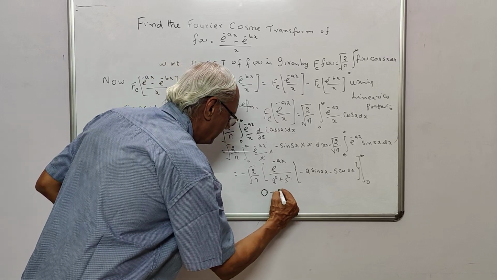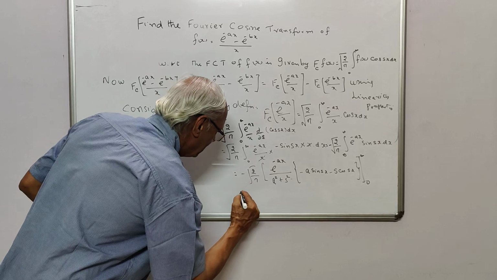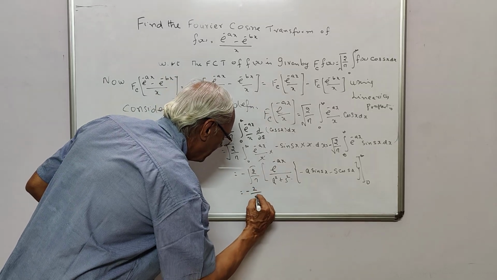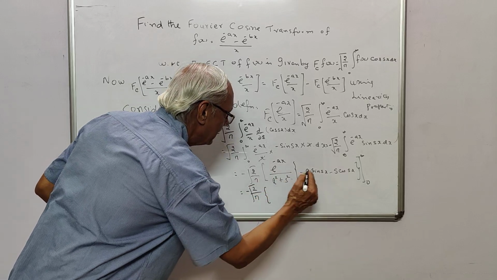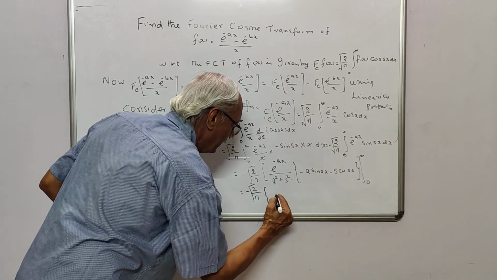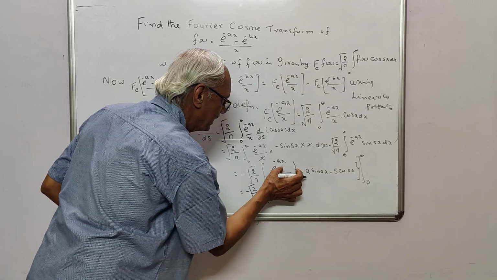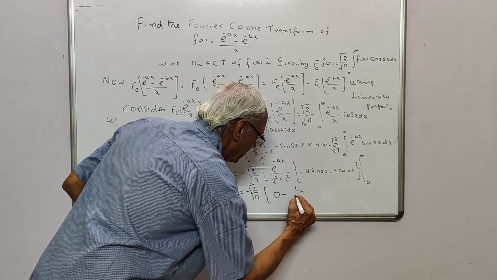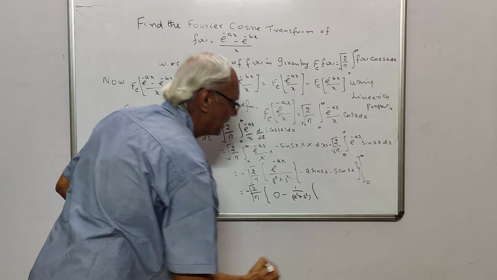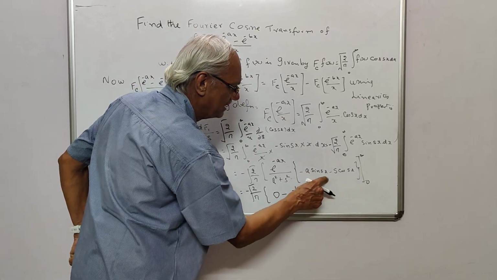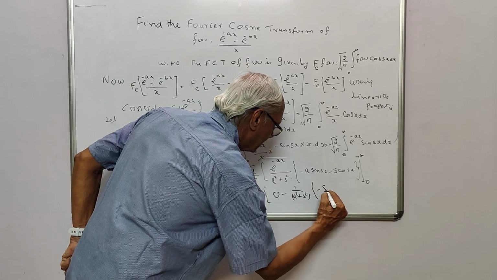When you apply the second limit, I will write it like this: minus 2 by square root of pi, within brackets. If you apply infinity, it is 0; minus, if you apply the second limit, e to the power of 0 is 1, divided by s squared plus a squared, open a bracket, put x is equal to 0: sine 0 is 0, whereas cos 0 is 1. So it is minus s.